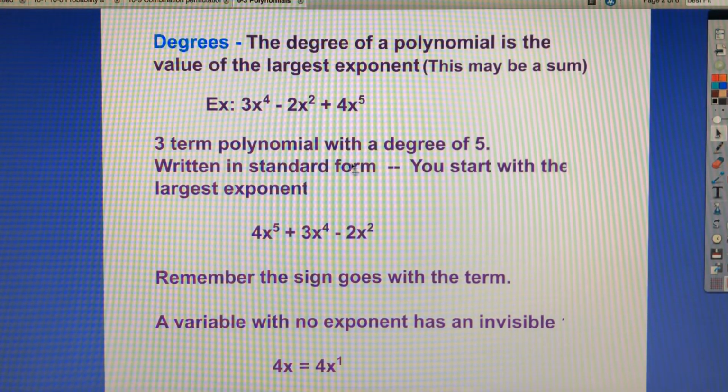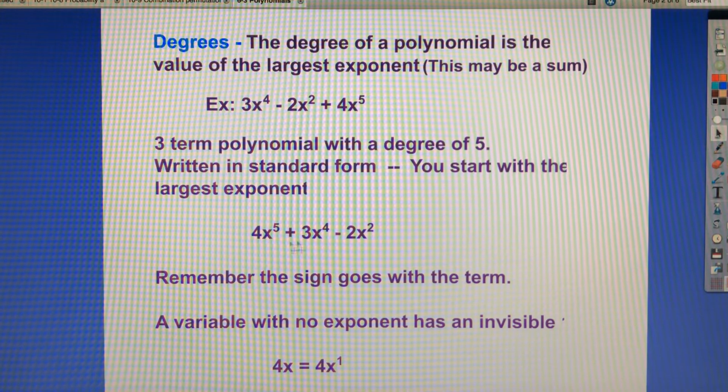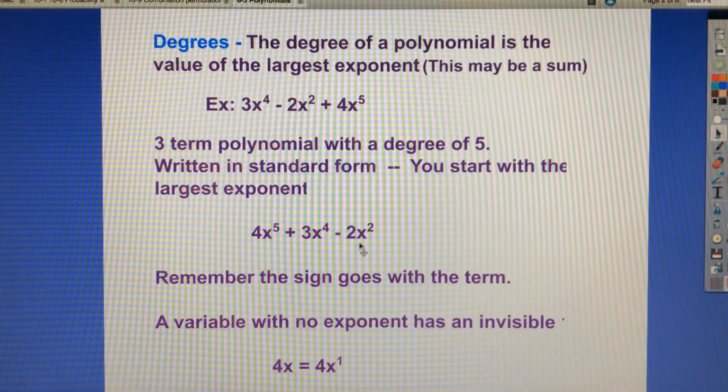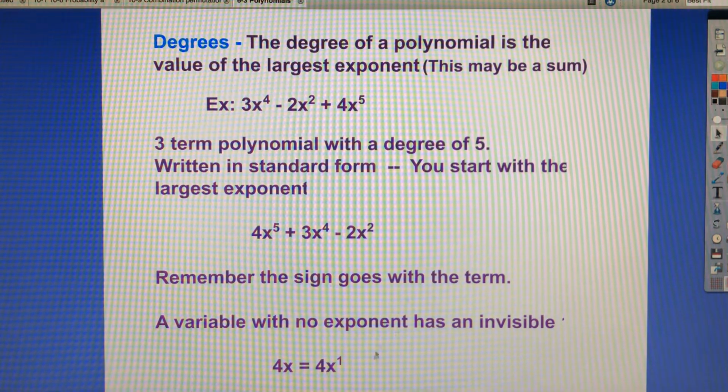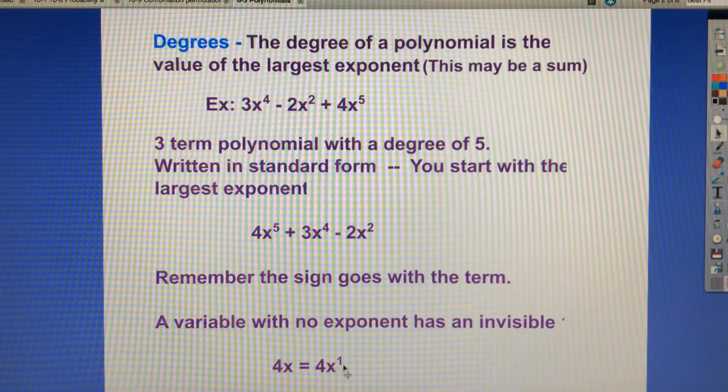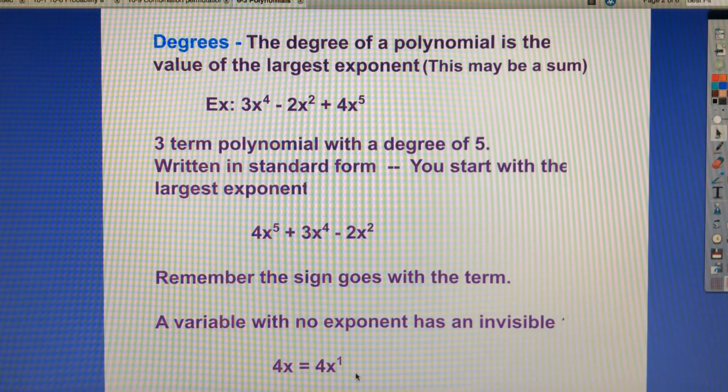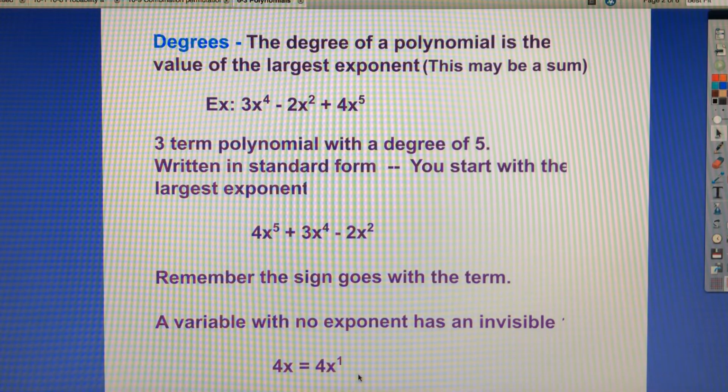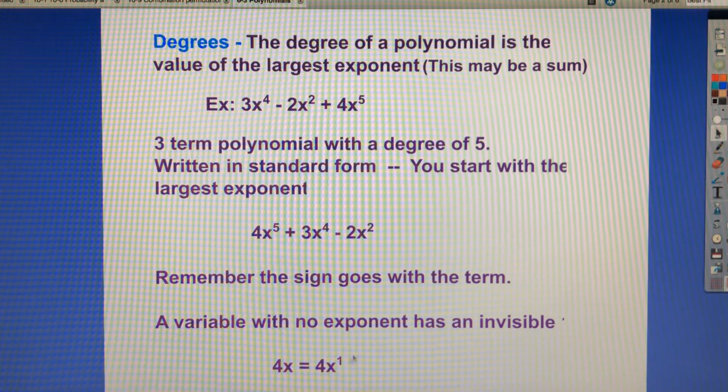Written in standard form, you start with the largest exponent and then put each term in order. Remember, the sign goes with the term. A variable with no exponent at all has an invisible 1. We have a lot of invisible numbers in math. We have invisible ones all the time in front of a variable that has no coefficient.